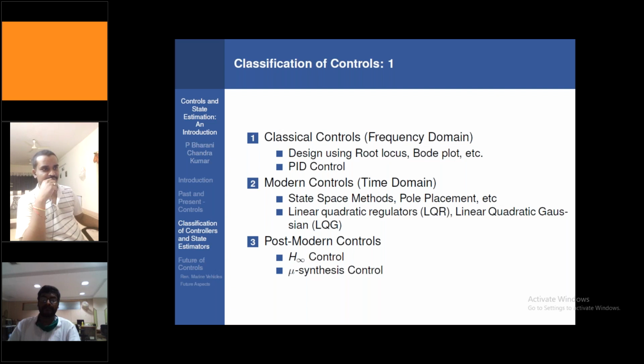Basically, the first two are based upon the frequency domain and time domain, which I call classical control. Mainly this classical control was developed in 1950s and before. The modern controls, from late 1950 or early 1960 onwards, whatever tools have been developed, we call modern control. That is state space, pole placement, LQR, LQG. And the postmodern controls, which were developed from the late 80s onwards, include H infinity, mu synthesis, and so on.